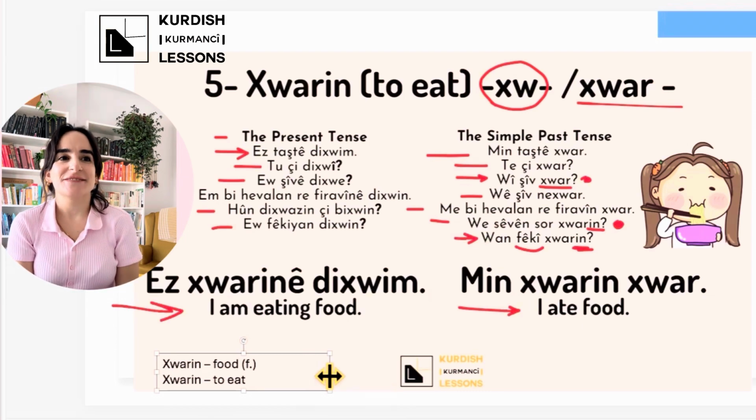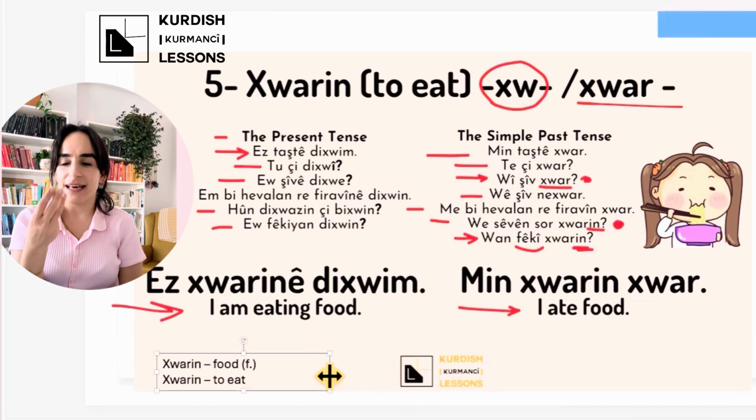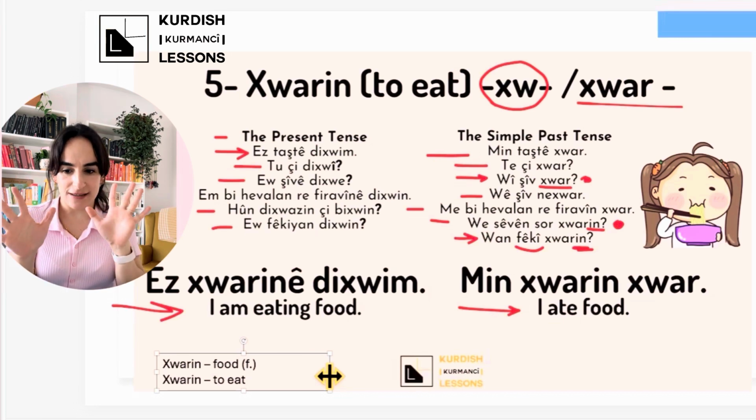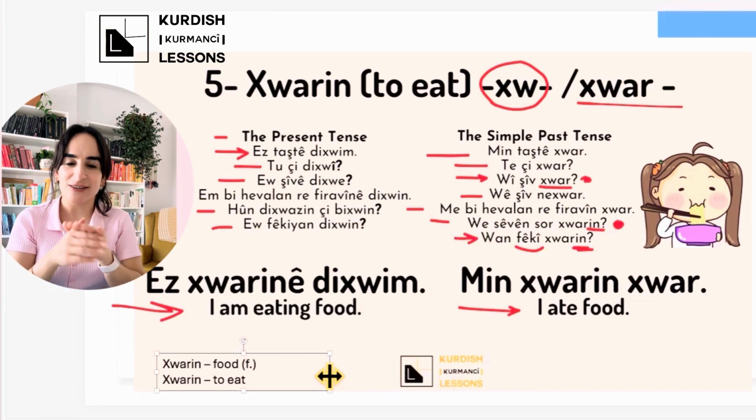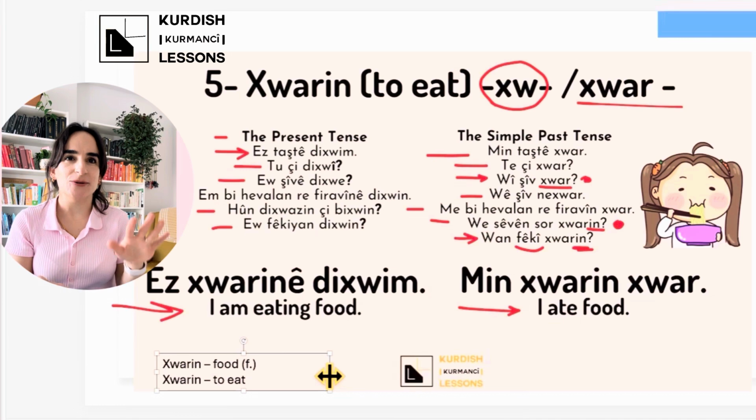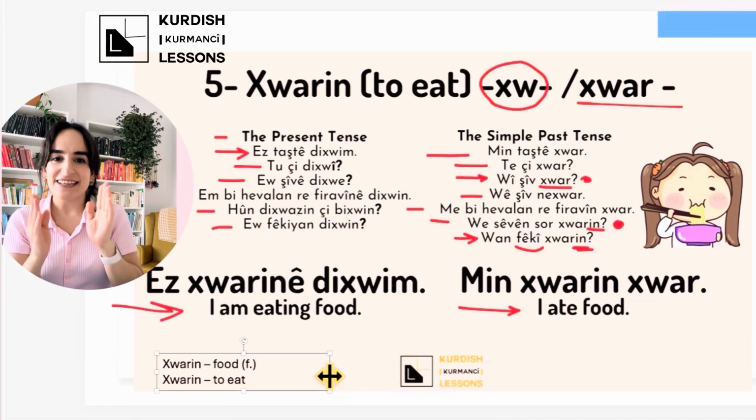Yeah, that's all for this video. I hope it helped you to review all these present and past rules. So we will continue. As I said, there will be three more videos like this, and we will learn a total of 20 verbs, and hopefully at the end of this series you will be able to use these verbs a little bit more comfortably. Okay, so thank you so much.